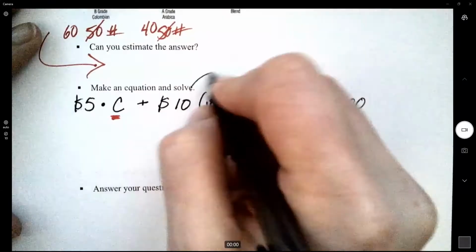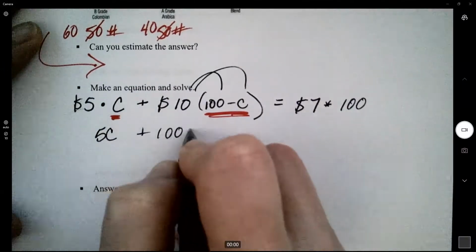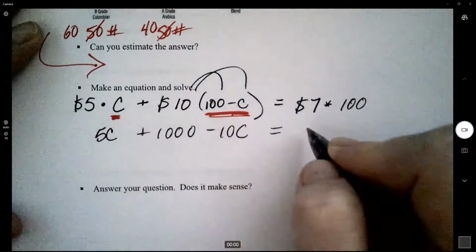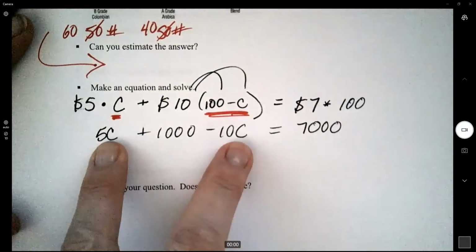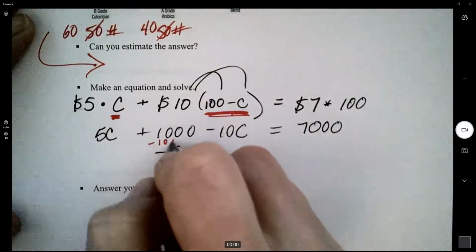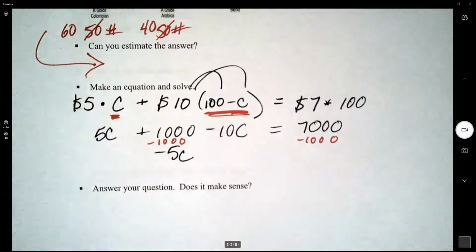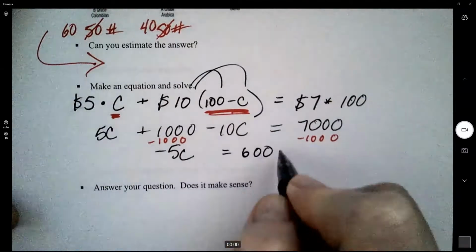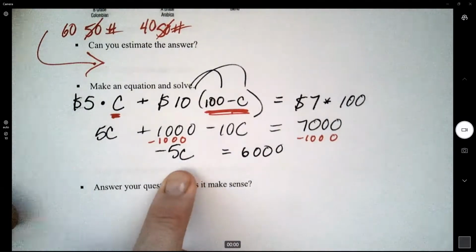Let's simplify. Let's go ahead and distribute and let's simplify. 5C plus 1,000 minus 10C equals 7,000. So let's combine the C's. This makes negative 5C. At the same time, I'm going to go ahead and subtract this 1,000 over to the other side. So that's going to give me negative 5C equals 6,000. Let me continue. Next, in order to solve for C, I will divide both sides by negative 5.